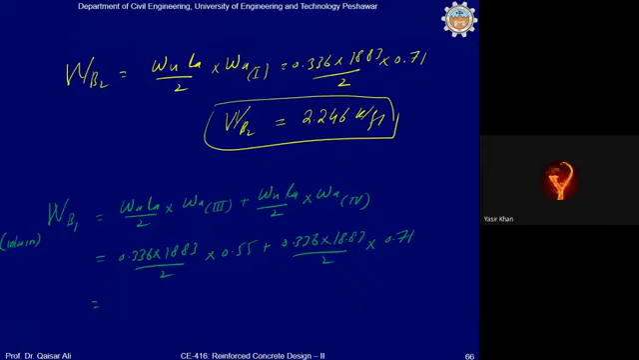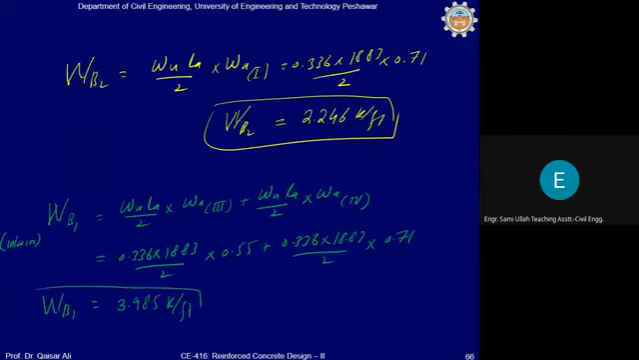3.985. Okay, perfect. This is the load acting on the interior span of B1. Is it clear up to here?